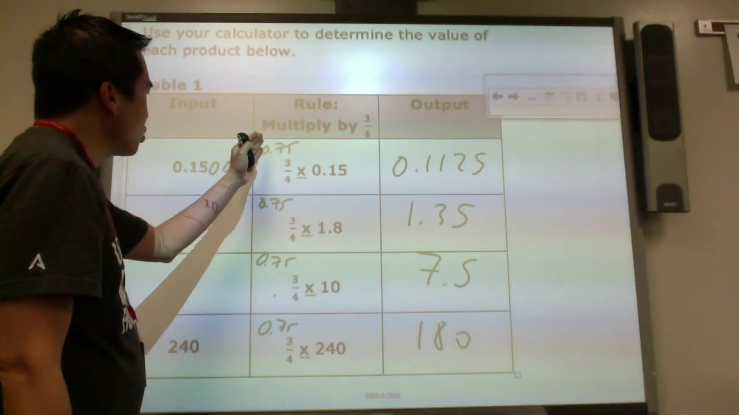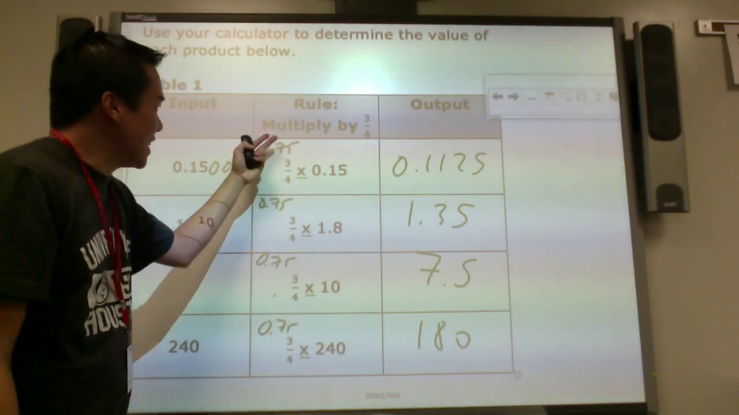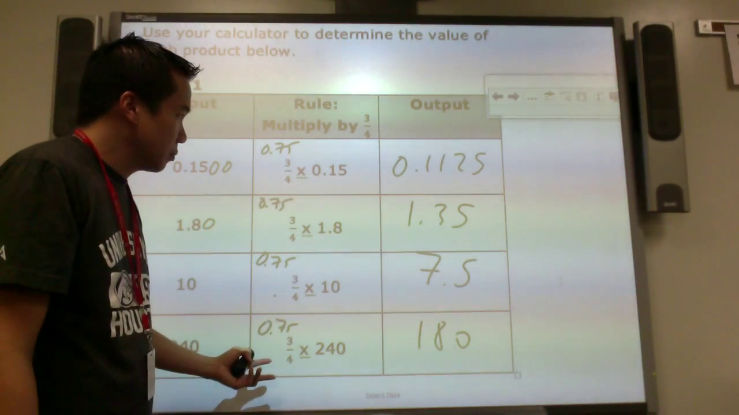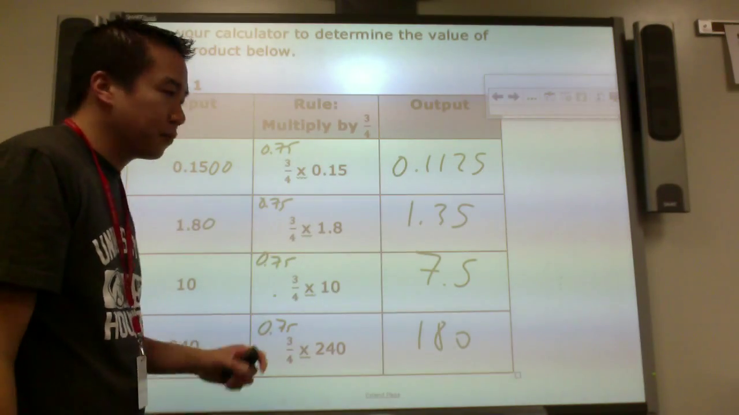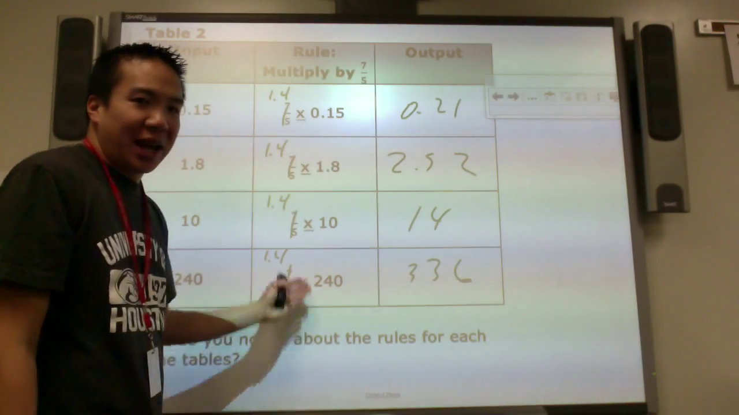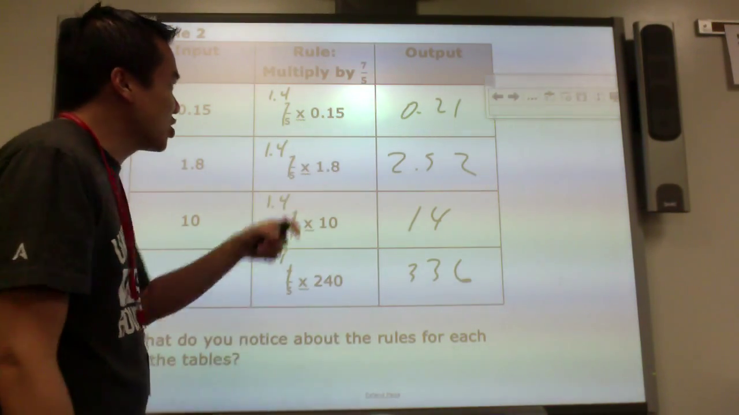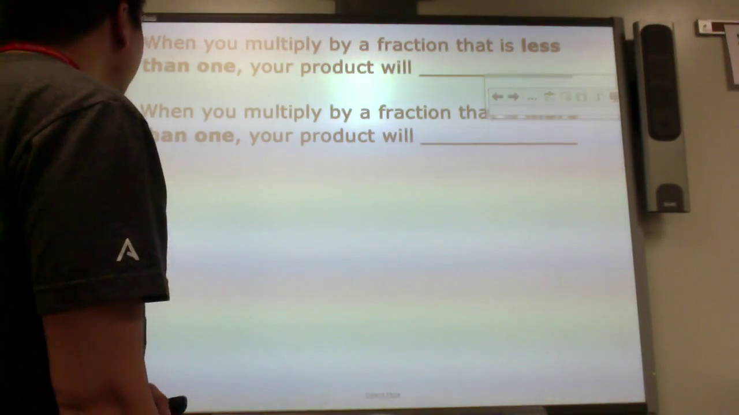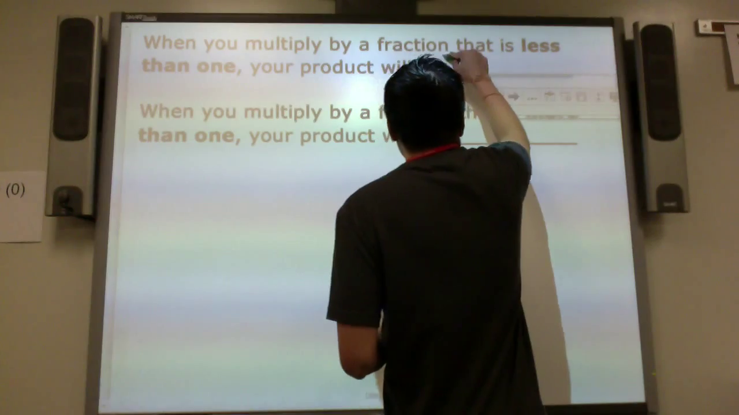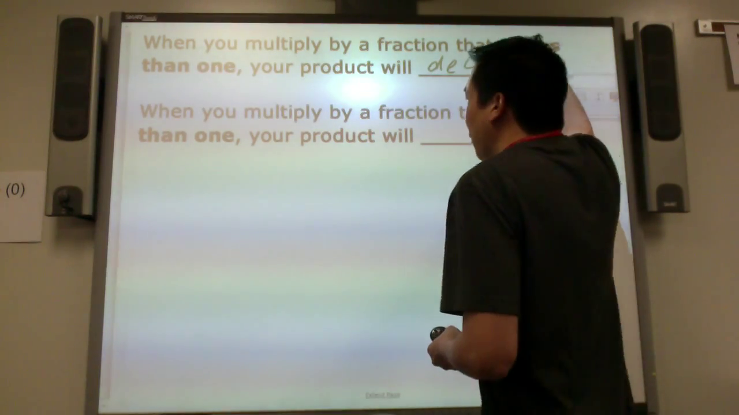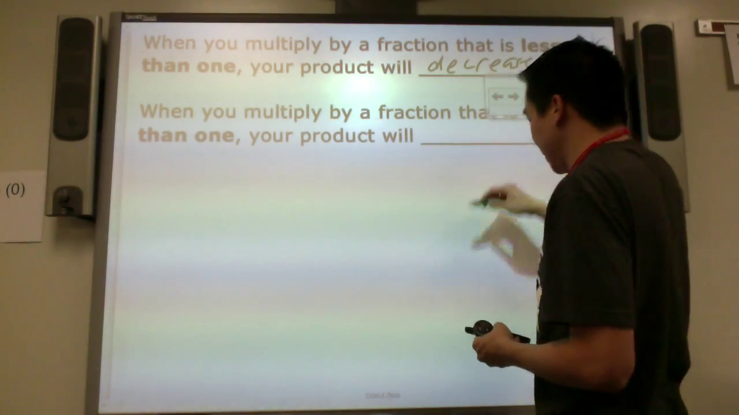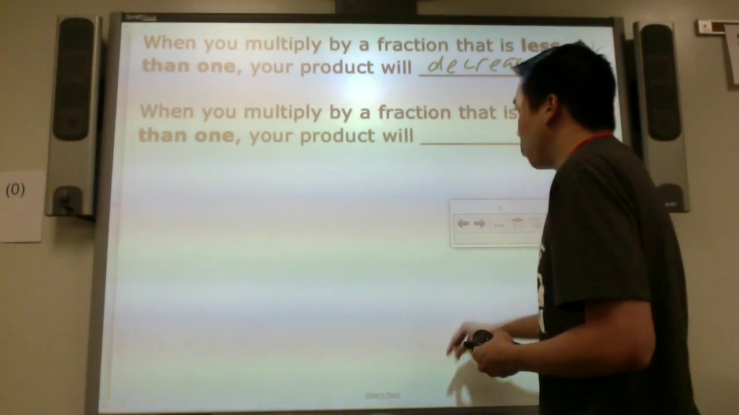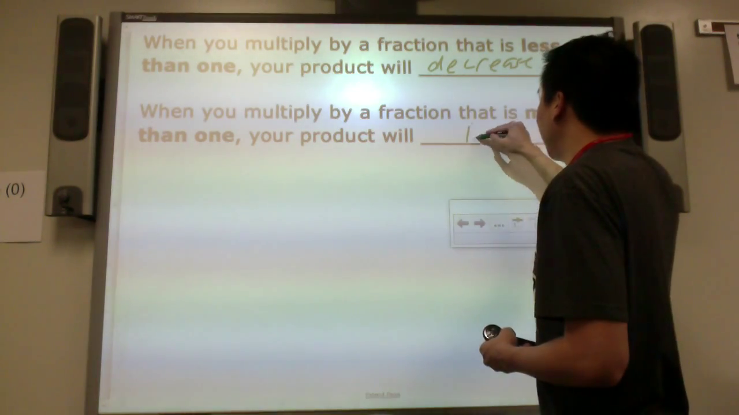From what I found, if you multiply by a number less than 1 whole, it's getting smaller. If you multiply by a number that is greater than 1 whole, it gets greater. So when you multiply by a fraction that is less than 1, the product will decrease. And when you multiply by a fraction that is more than 1, your product will increase.